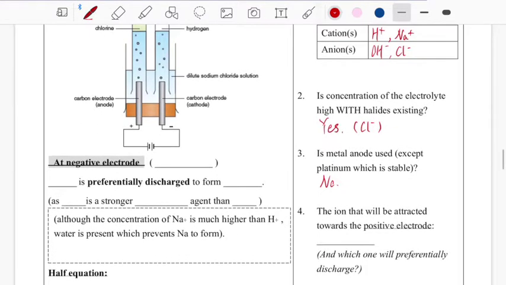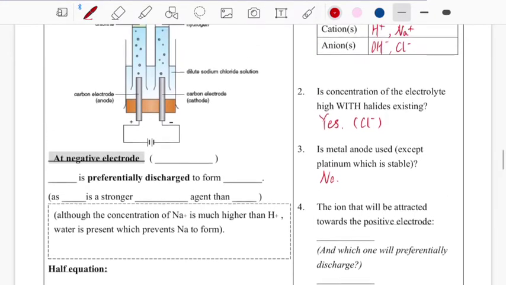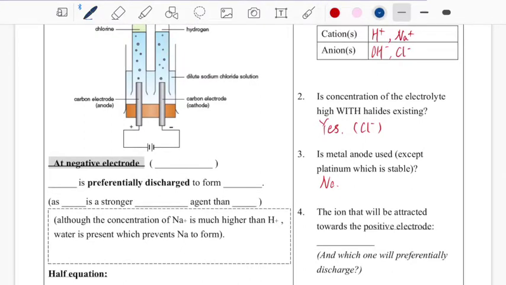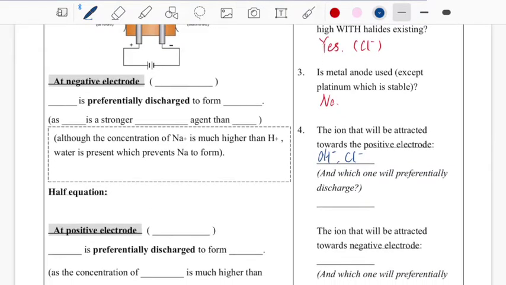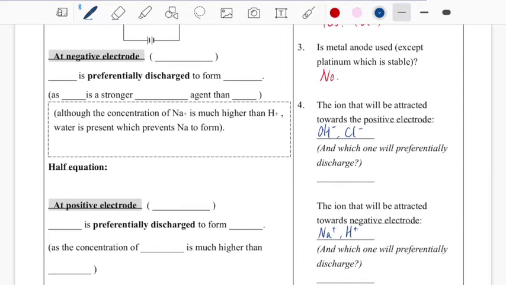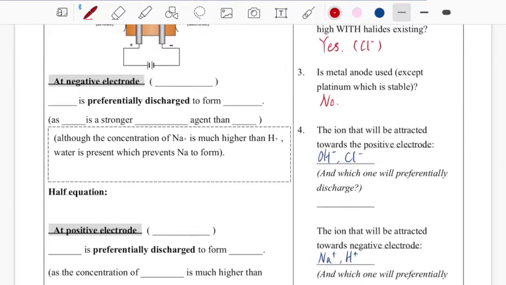And then lastly, we need to consider which one of the ions would be discharged. Anions will be attracted to the positive electrode, so that would be hydroxide ion and also chloride ion. And for the negative electrode, cations will be attracted, so that would be sodium ions and hydrogen ions. For sodium ions and hydrogen ions, we have discussed in case 2, so hydrogen ions would be the one that preferentially discharges. Then let's take a look at the positive electrode. Now we have hydroxide ion, and then we have a very high concentration of chloride ion.